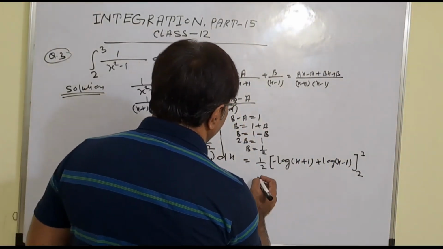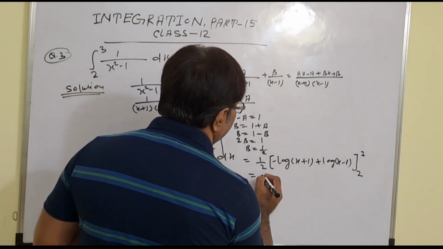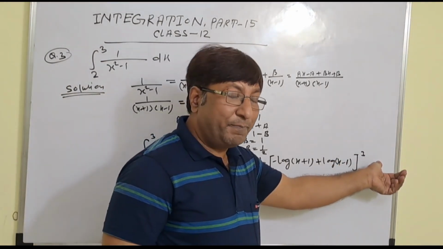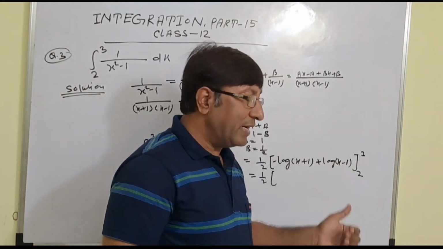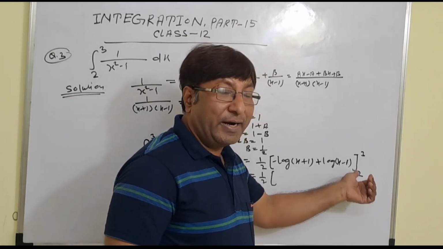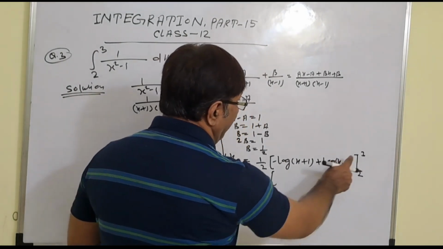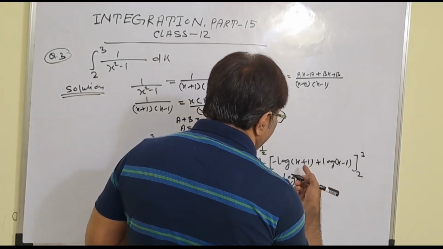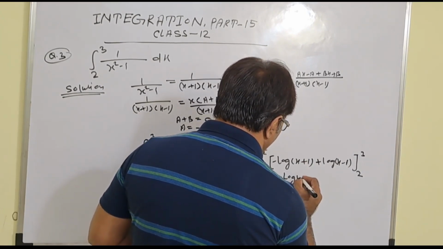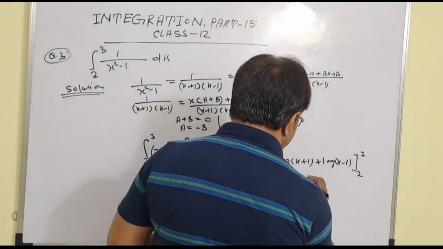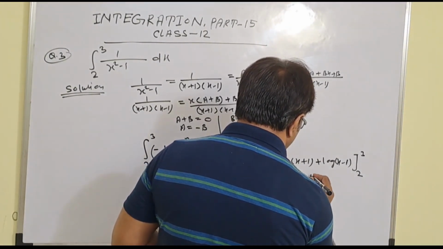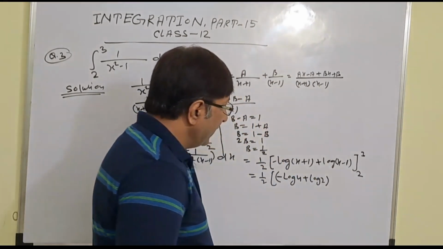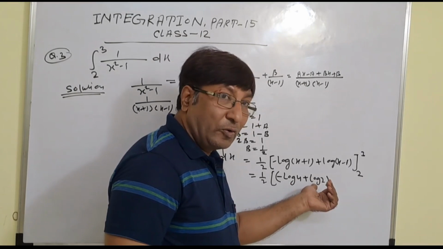Now the next step is what? See, here this is half. Now put the value of the upper limit at the place of x, and minus again put the value of the lower limit 2 at the place of x. So when we are putting 3 first, we are getting minus log (3 plus 1), that is minus log 4, right? And here plus log 2.